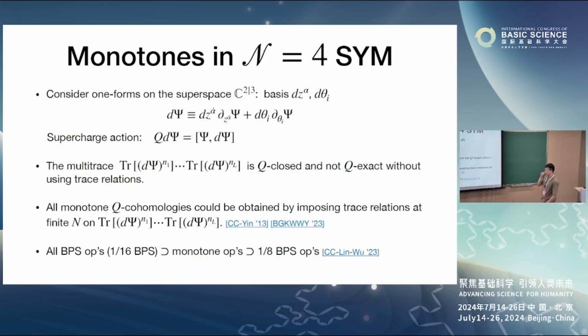Okay, now let me talk about examples of monotone and fortuitous cohomology.